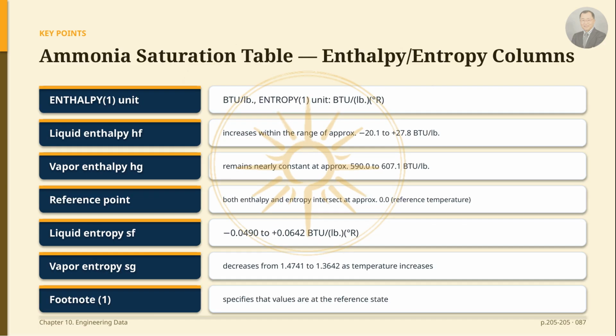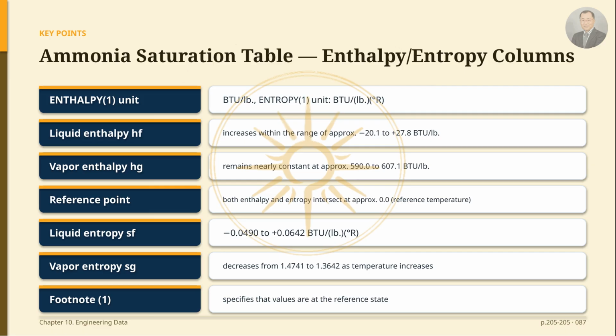I'd like to introduce the enthalpy and entropy columns of the ammonia saturation table. The unit for enthalpy is BTU/lb, and the unit for entropy is BTU/lb degree R, based on the Rankine absolute temperature. Liquid enthalpy HF starts at approximately -20.1 and increases to 27.8 BTU/LB as the temperature rises. On the other hand, vapor enthalpy Hg stays within a relatively narrow range, from approximately 590.0 to 607.1 BTU/pound.